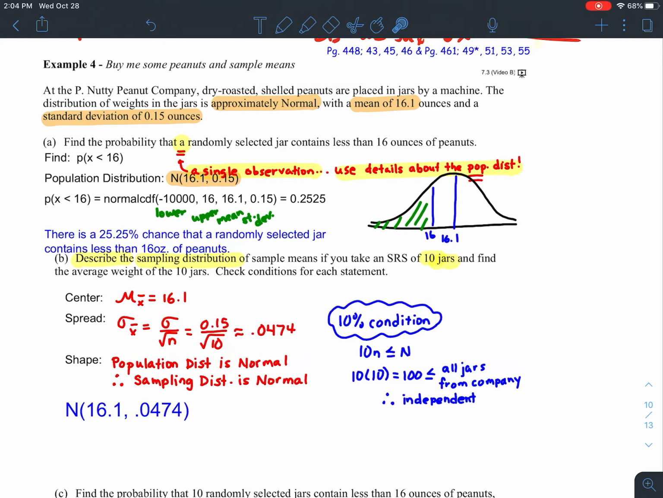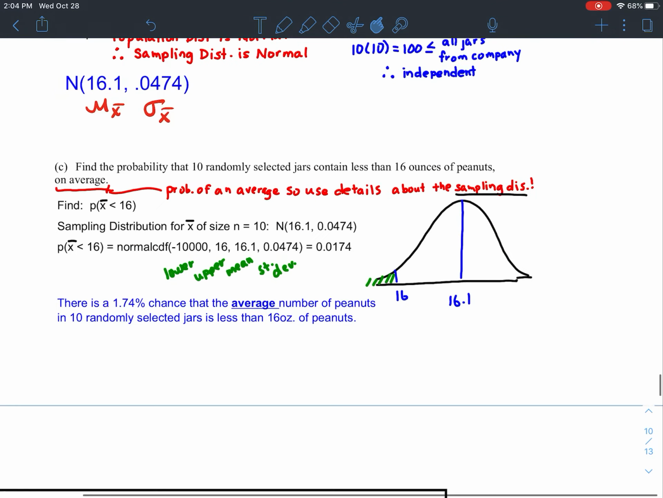And finally the shape. Because we were told in the problem that the shape of the population distribution is approximately normal, therefore, that's what these three dots here mean, therefore the sampling distribution is normal. And I can go ahead and compile all this information together. Here's my information on the sampling distribution. This is the mean of the sampling distribution for X bar, and that is the spread, the standard deviation.